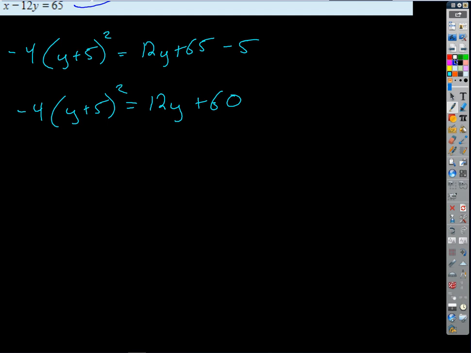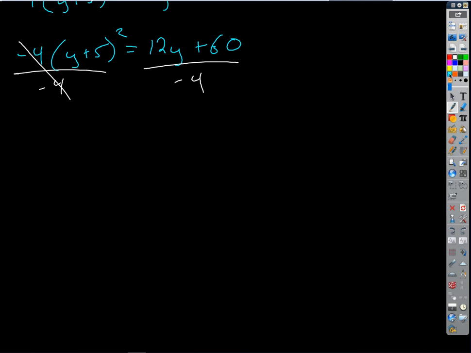If I couldn't do that, it'd make the process of simplifying this a little tougher, because I'd end up having to distribute something after I square this out, right? But I can divide both sides by -4. So that's going to cancel the -4s there. And then I'm left with the quantity y plus 5 squared equals, now I've got to divide these one at a time. What's the first term going to be? Good. Second one? Minus 15.